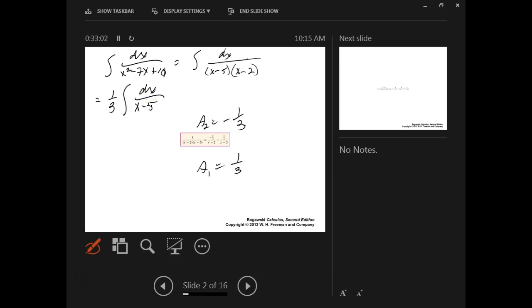A1 was over x minus 5? Yeah. Minus 1/3 the integral of dx over x minus 2. Okay? So since I've got those in place, now I'll erase these. Hopefully I won't need those again.